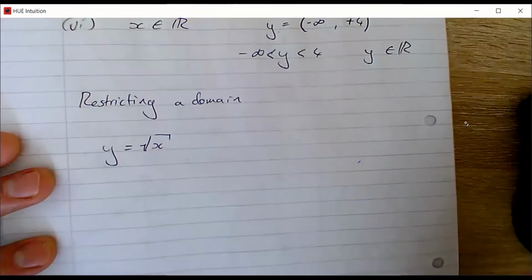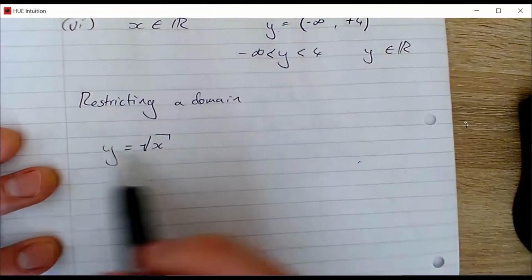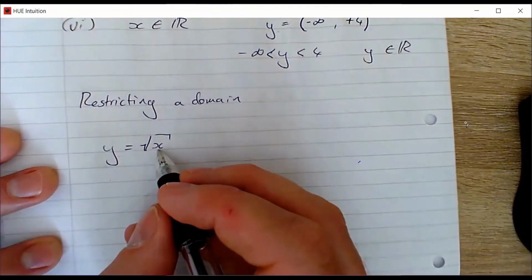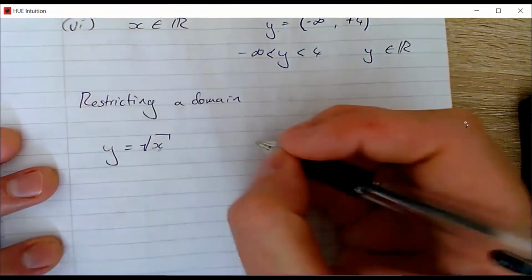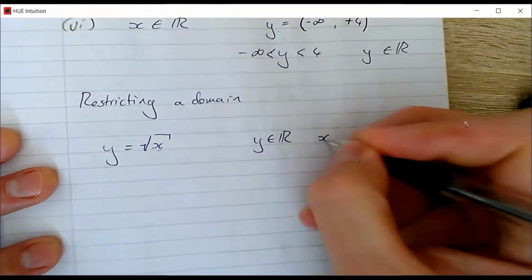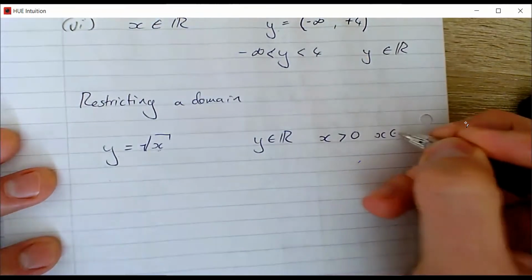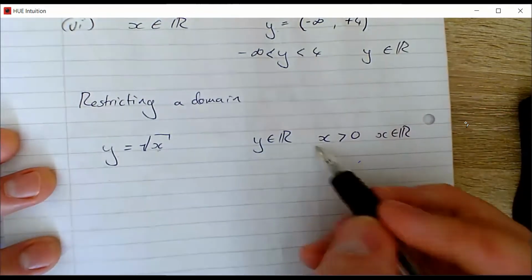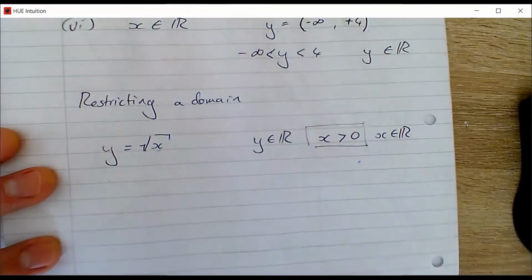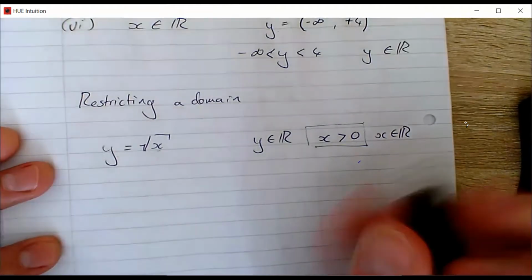I'm just going to finish up talking about restricting a domain, where you might say, well, here's my rule, y equals the square root of x. That doesn't work if x is a negative number. If we're assuming that y has to be a real number, then x would have to be positive. It would have to be greater than 0 and a real number. So that's called a restriction on your domain. We'll see more about restriction domains later on, but for the moment, you'll often see something like that put in, and it's called a restriction on the domain.